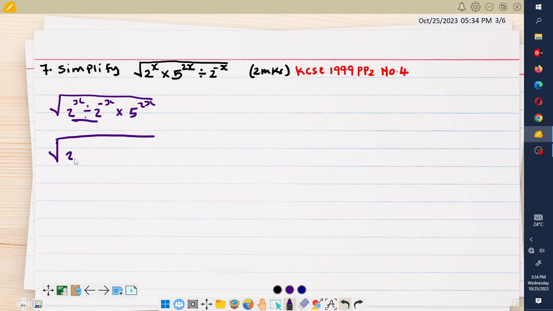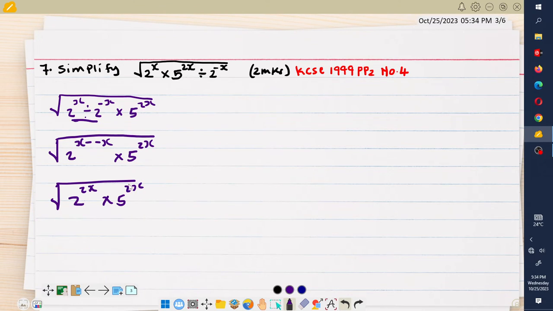So this will be 2 to the power of x minus x, then I multiply with 5 to the power of 2x. So this will be the root of 2 to the power of minus minus will give you plus, so this will be 2 to the power of 2x, then multiplied by 5 to the power of 2x.